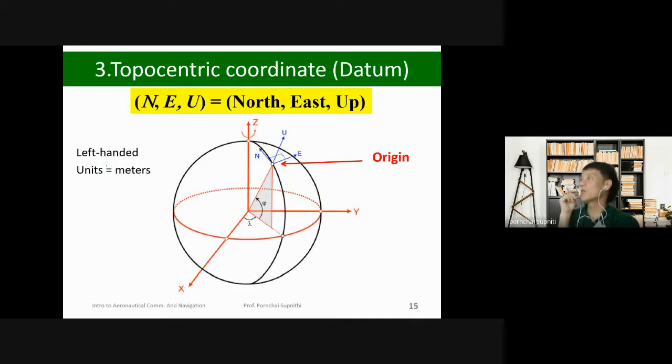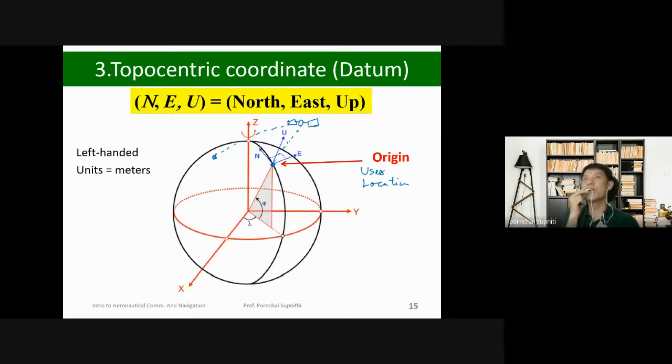And the third one is the NEU coordinate, or datum coordinate, or topocentric coordinate. Why is it useful? Because very often we want to look at an object in space, or our position, depending on where we are on Earth. So we don't compare to the center of Earth. If we are here, this is the origin, typically the user location. If you want to know where the satellite position is, sometimes we have to look up from the origin. Even the same satellite, depending on where you are on Earth, you see different angles.